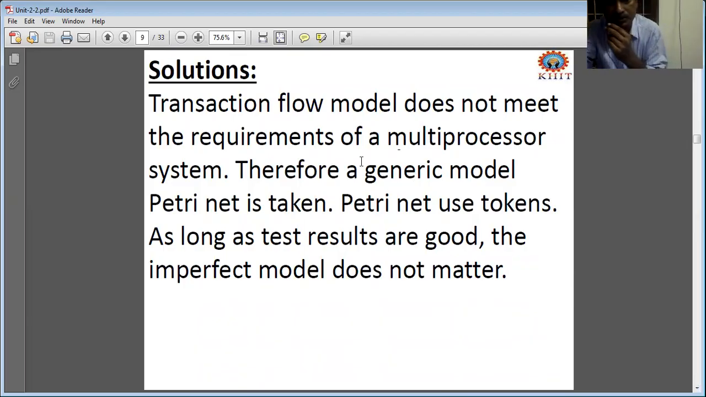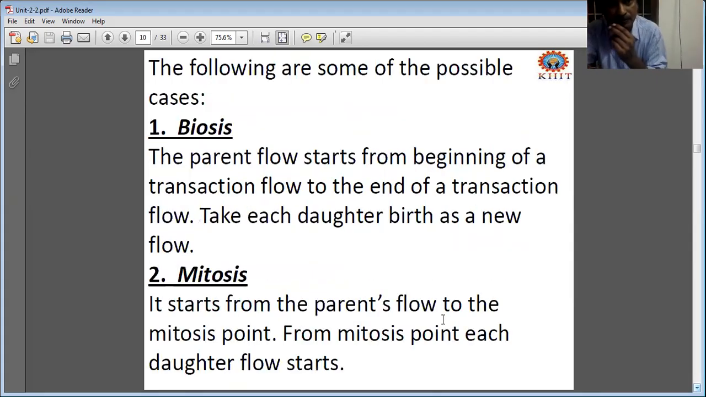Okay. So solutions. What are the different solutions for these problems? The transaction flow model does not meet the requirements of a multi-process system. Therefore, a generic model, the Petri net, is taken. Petri nets use tokens. As long as test results are good, the imperfect model does not matter here. The following are some of the possible cases. Biosis: the parent flow starts from the beginning of a transaction flow to the end of a transaction flow. Take each daughter as a new flow.